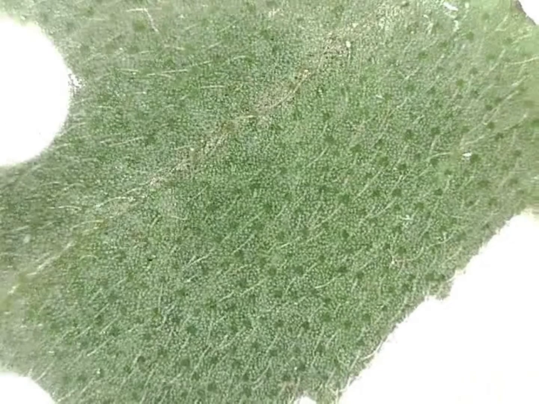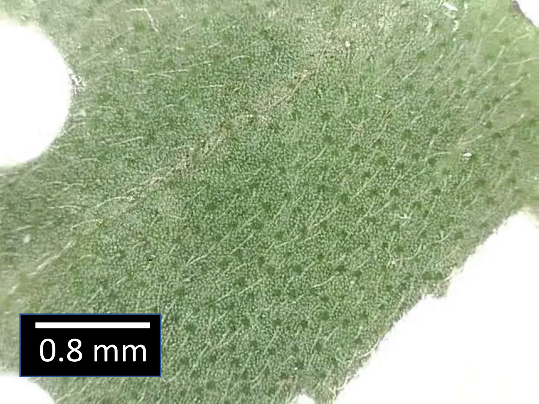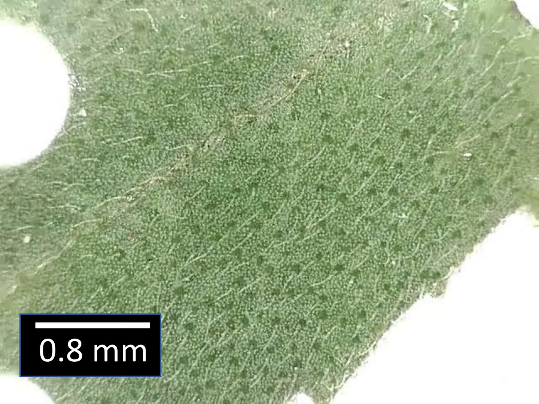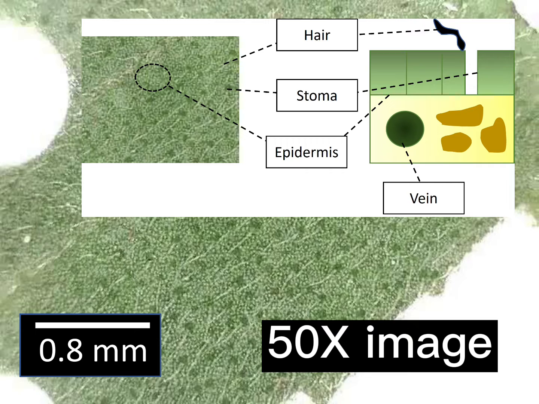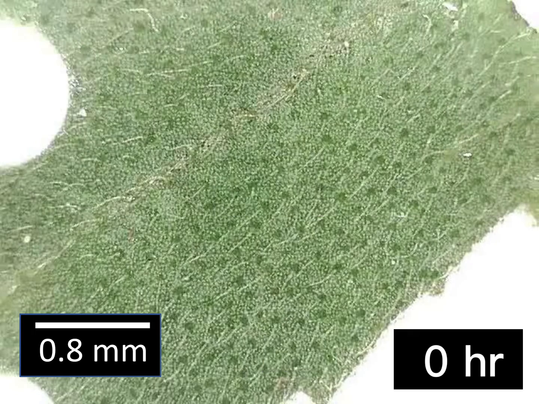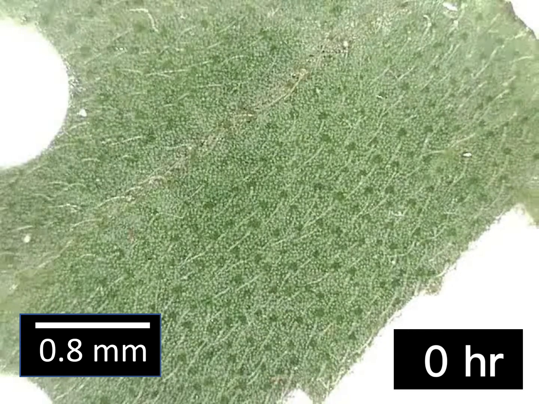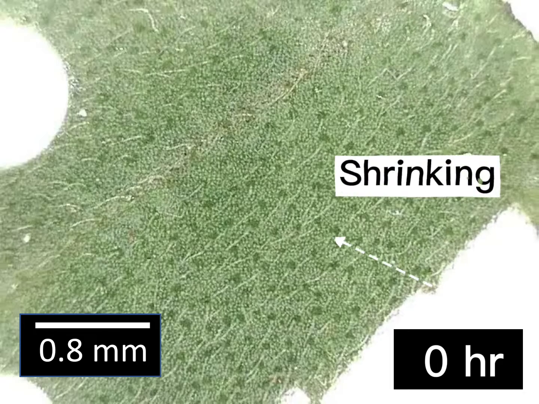To see what happens to a leaf that falls to the ground, let's find a leaf and zoom in on it. The upper epidermis, stomata, or some leaf hairs of the leaf surface could be observed on the 50 times image. Over time, the volume of the leaves decreased significantly.